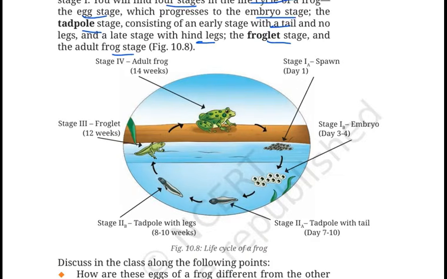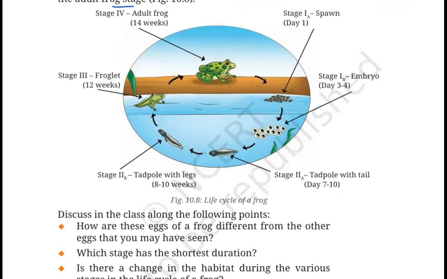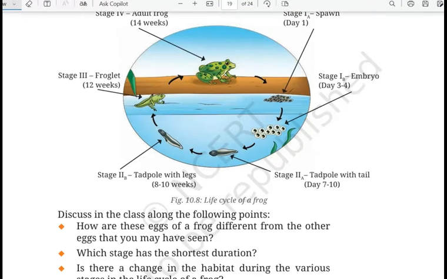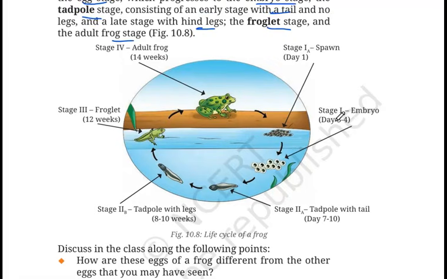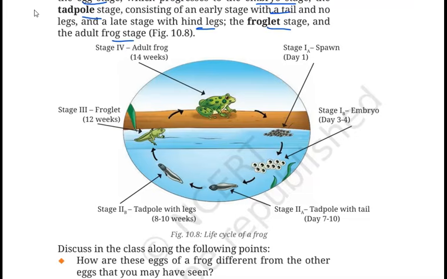So here is the diagram, and the diagram is very important for all the life cycles. I tell you, all my students, please, including the life cycle of a plant, life cycle of a mosquito, life cycle of a frog, you have to practice the diagrams, because they will come in your examination. Now let us see the life cycle of a frog.